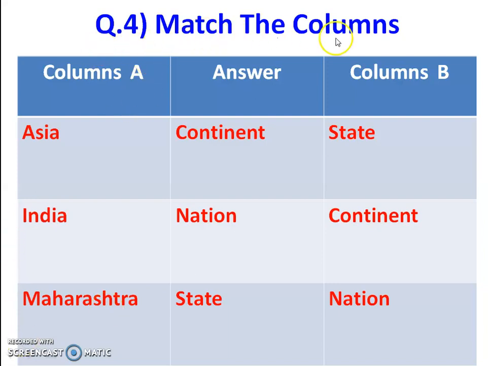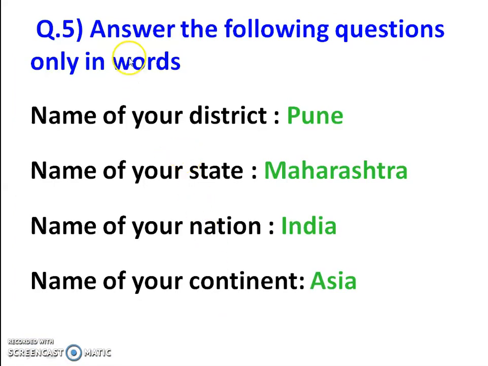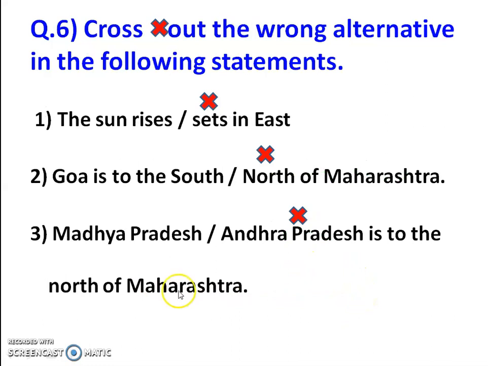Number 4. Match the columns. First, Asia, India, Maharashtra. Column B, state, continent, nation. Answer: Asia is a continent, India is a nation, and Maharashtra is a state. Question number 5. Answer the following questions in only one word. First, name your district, Pune. Name your state, Maharashtra. Name your nation, India. Name your continent, Asia.